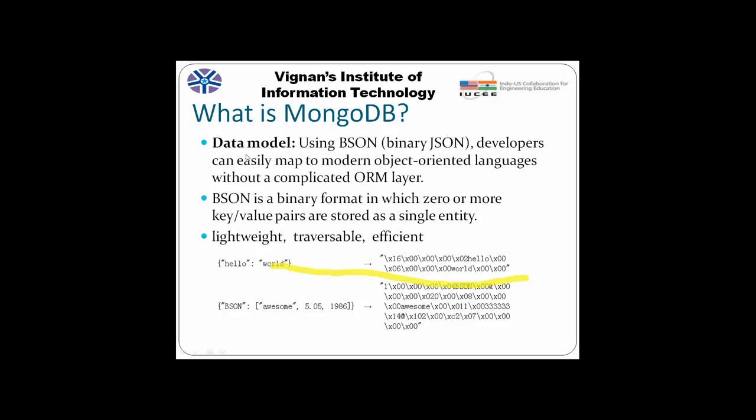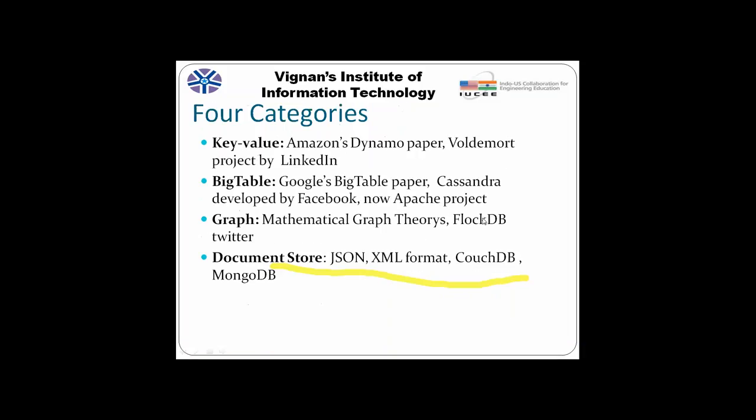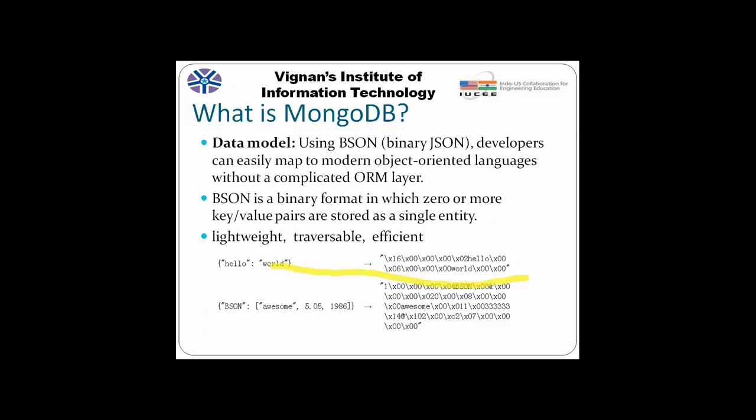Now, what kind of data model is followed by MongoDB? It uses BSON, that is called binary JSON notation. Developers can easily map to modern object-oriented languages without complicated ORM layers. And BSON is a binary format in which zero or more key value pairs are stored as a single entity.